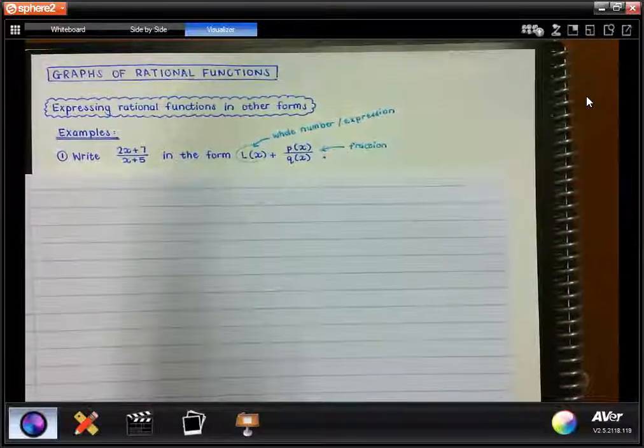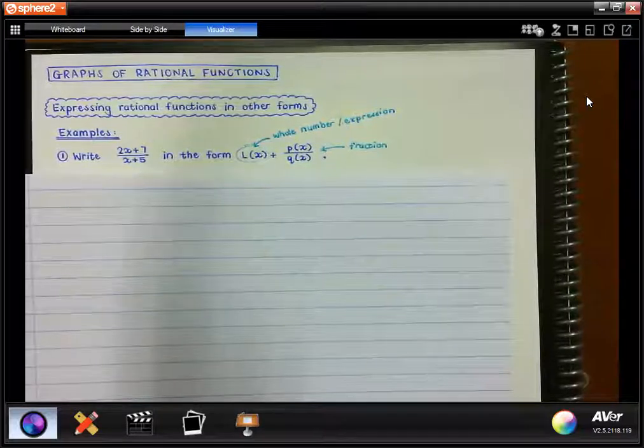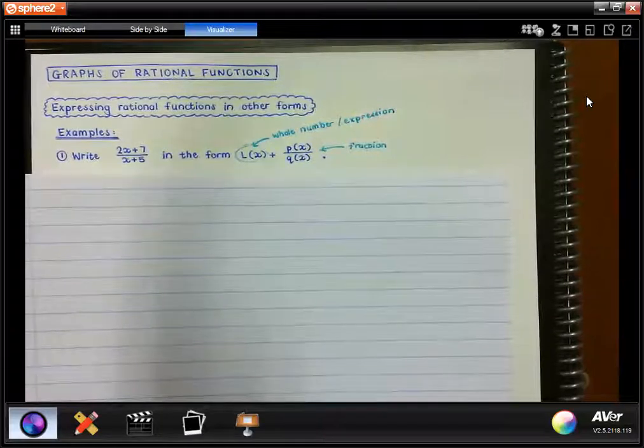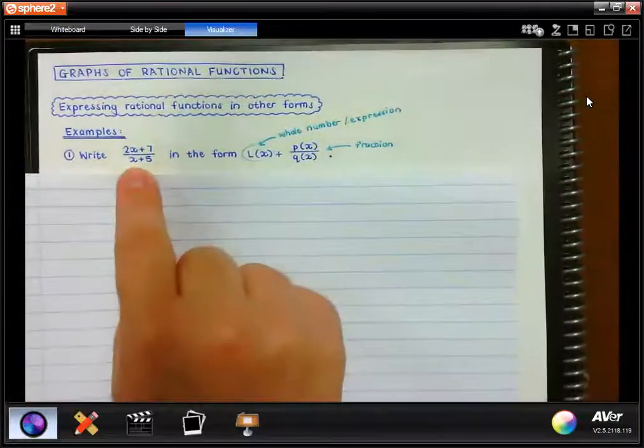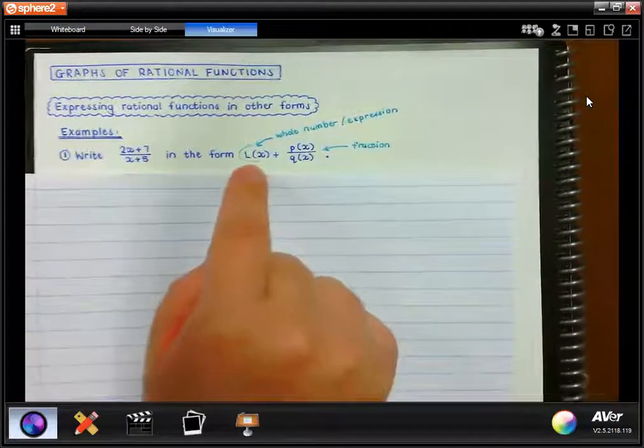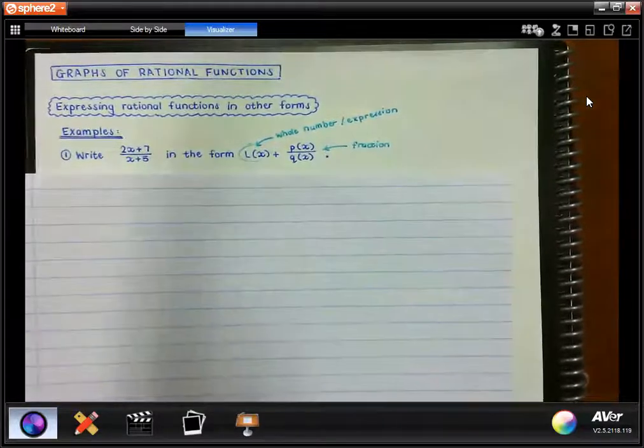So whatever this is, that is either going to be your horizontal asymptote or your oblique asymptote. Oh, sorry, that's frozen, yes. Okay, I circled the Lx. Whatever that expression is, the part that's not in the fraction, that is going to be your asymptote. We're going to do a lot of practice in that, but obviously first I just need to show you how to go from a fraction to a whole number or an expression plus then a fraction.